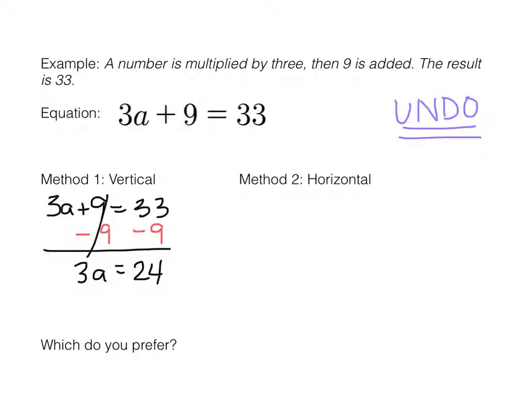The previous thing that happened to A was that it was multiplied by 3, so we're going to reverse that by dividing by 3. And that results in A equals 8.